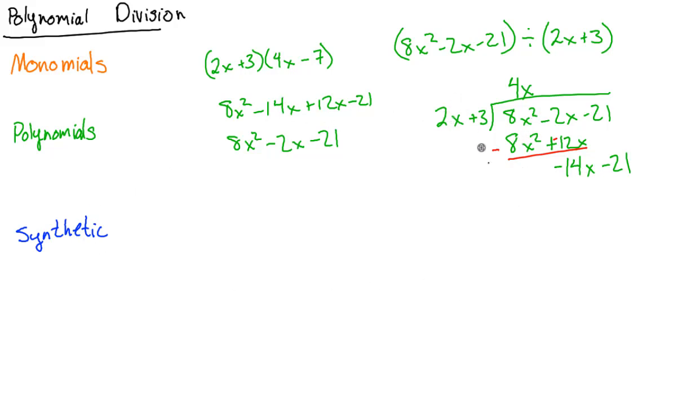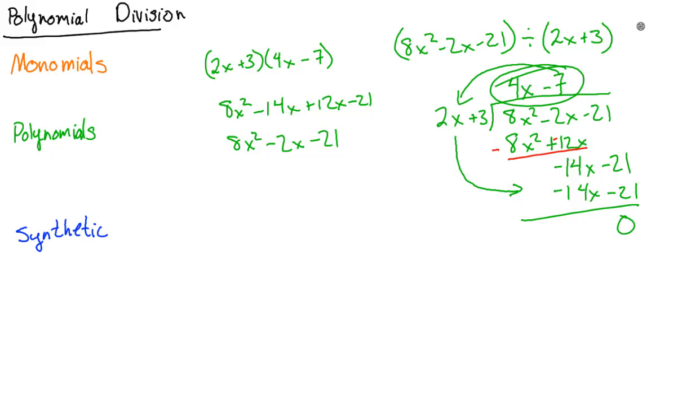So 2x, notice what we did. We just knocked out that column. Now let's times it by something to knock out the next column. 2x times a negative 7 would knock out this column right here. Negative 7 times 3, you've got to multiply that whole piece and put it down there. Minus 21. And when we subtract it, we get, ta-da, 0. Yeah, there's our answer, 4x minus 7.